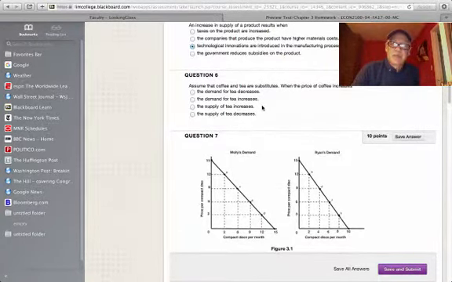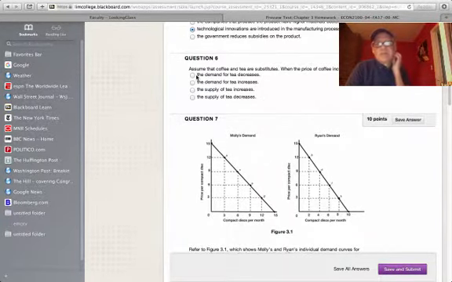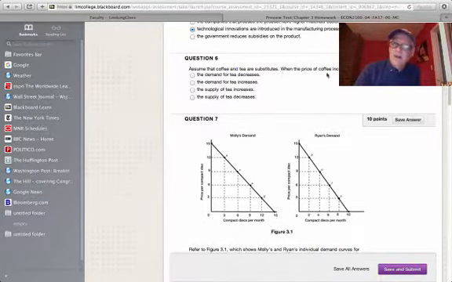Again, increase supply. Question 6. Assuming that coffee and tea are substitutes, again, I can do either coffee or tea, depending on what I feel like. When the price of coffee goes up, a lot of people are going to switch to the substitute, tea. So the demand for tea will increase.